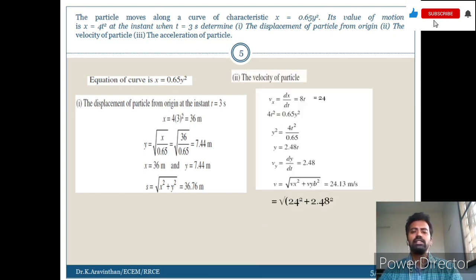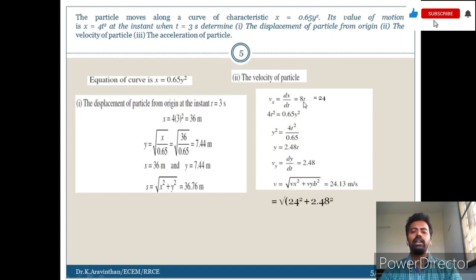And next thing is the velocity component. How to find velocity? By this equation. So this is the distance equation. If you differentiate with respect to time, you will be getting velocity. So dx by dt, x is 4t square. If you differentiate with respect to t, you will be getting 2 into 4, that is 8t.